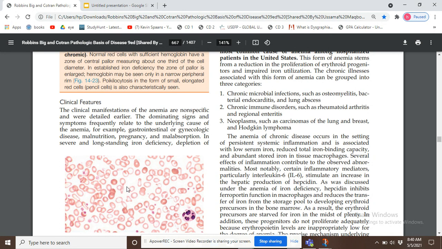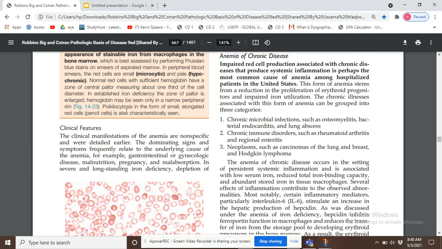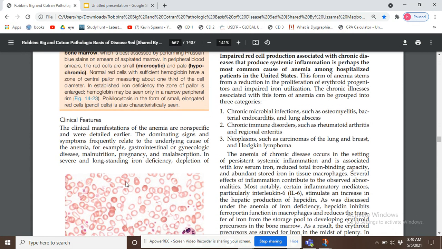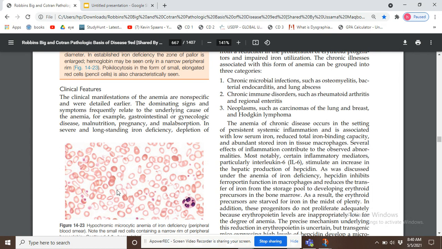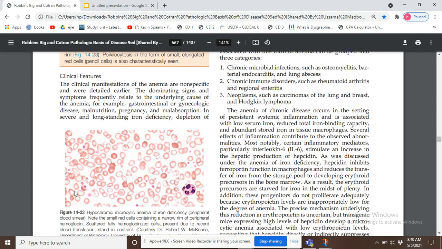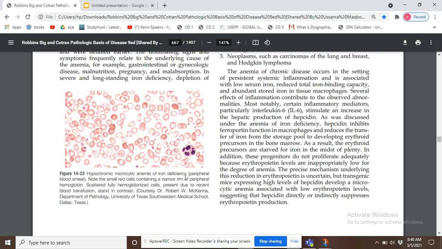That is very important, and you can diagnose iron deficiency anemia on this basis when you see the peripheral blood smear. Poikilocytes in the form of small elongated red cells, pencil cells, are also characteristically seen. So these are the pencil cells. In the peripheral blood smear, you will see microcytic, hypochromic red cells, central pallor more than one third, only a small rim of peripheral hemoglobin, and pencil cells.